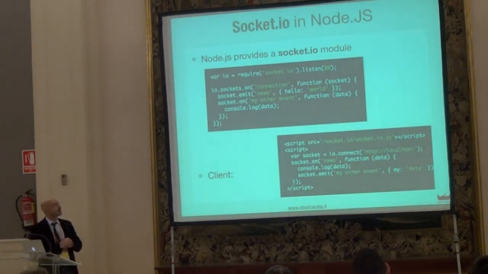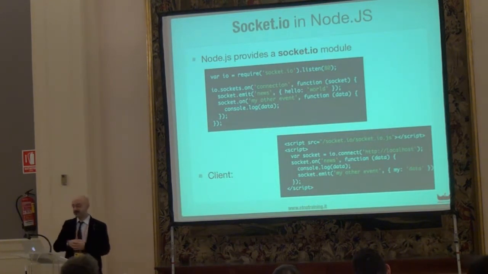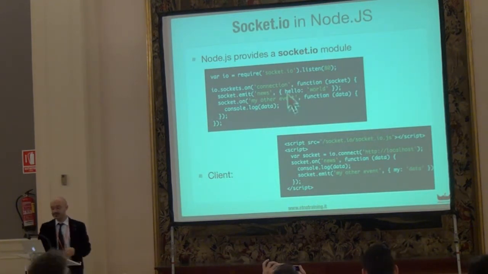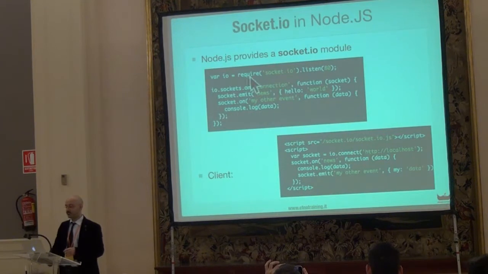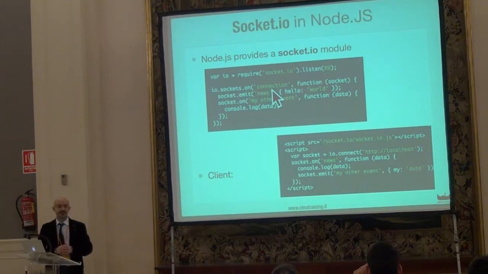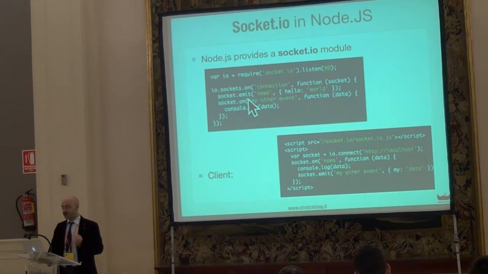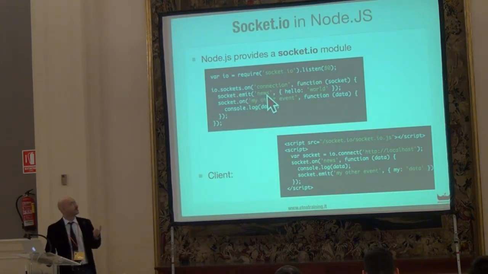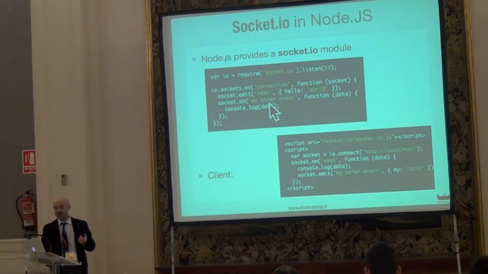Here we can see 2 examples of how to use Socket.io both on the client side and on the server side. The first snippet uses the Socket.io module. Here you require the Socket.io module, and then on the connection event, which is handled when one client connects, the server emits the news message. Here we don't use send, but we have emit, and at the same time it listens on another event called my other event.